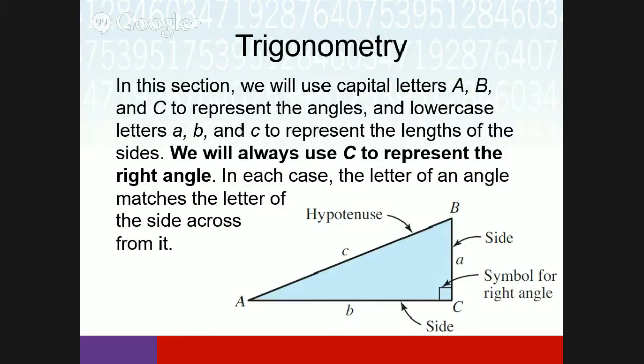And C will always be used to represent the right angle. So later on in the problem statements, it'll say little c is this. Big C will be known to be 90 degrees. Little a is given this, so you'll draw your triangle in that form.